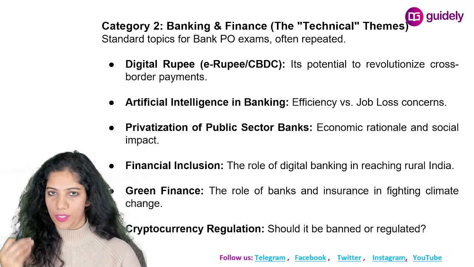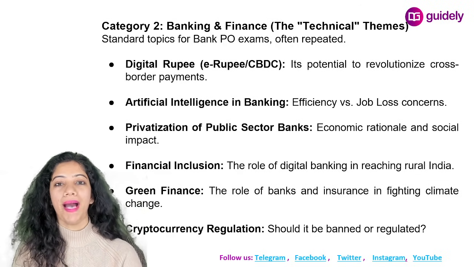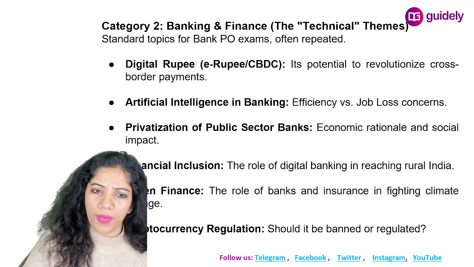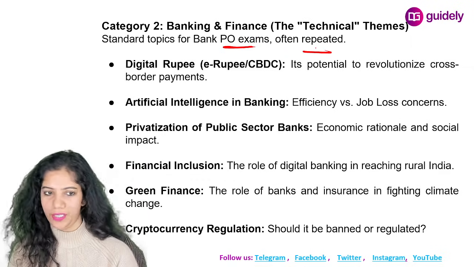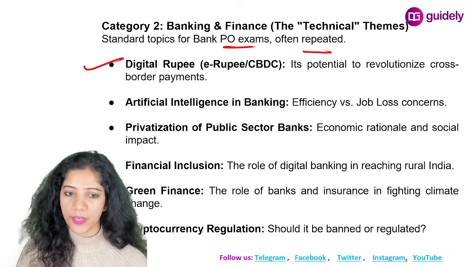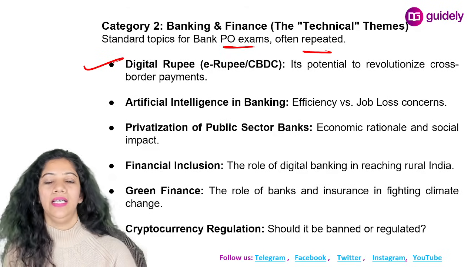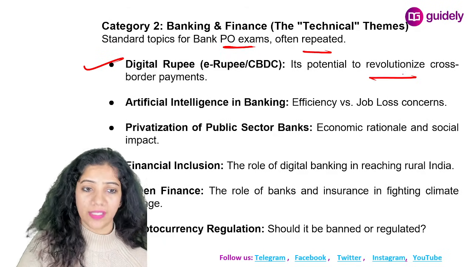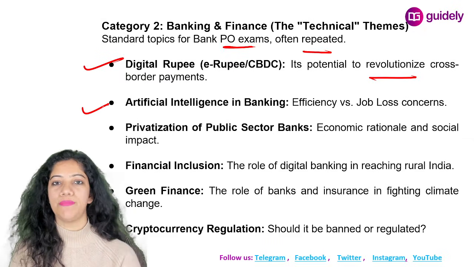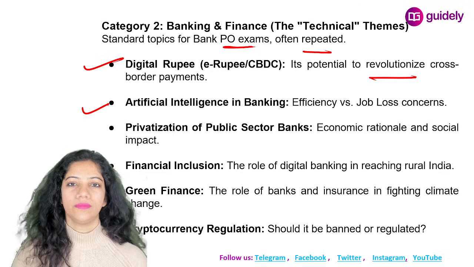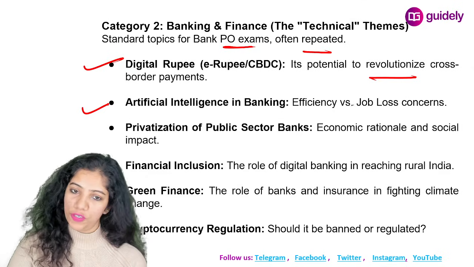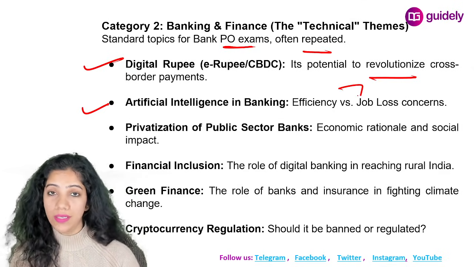organization. Now, let's talk about category number two, banking and finance. The technical themes, standard topics for bank PO exams, often repeated. Digital rupee, you prepare this for other banking exams as well, right? E-rupee or CBDC, its potential to revolutionize cross-border payments. Artificial intelligence and banking, AI is like omnipresent, right? And AI in banking is again efficiency versus job loss concerns.